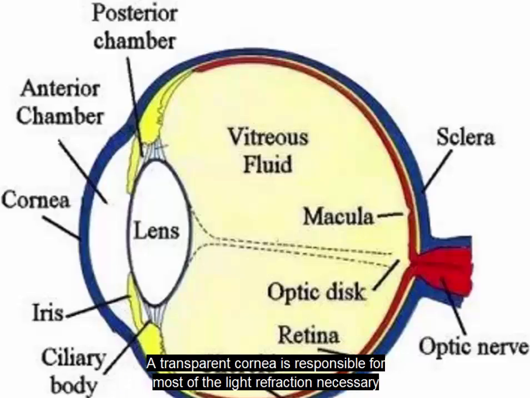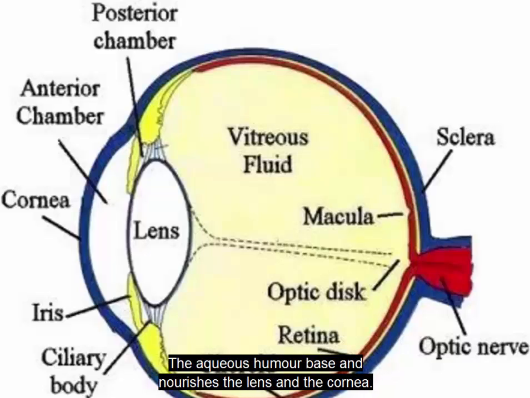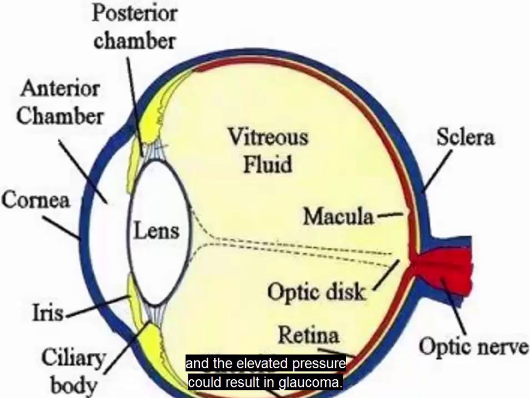A transparent cornea is responsible for most of the light refraction necessary in order for you to have clear vision. The aqueous humor bathes and nourishes the lens and the cornea. If there's an excess production or decreased outflow of the aqueous humor, this can elevate the intraocular pressure. Normal is about 10 to 21 millimeters of mercury, and the elevated pressure could result in glaucoma.